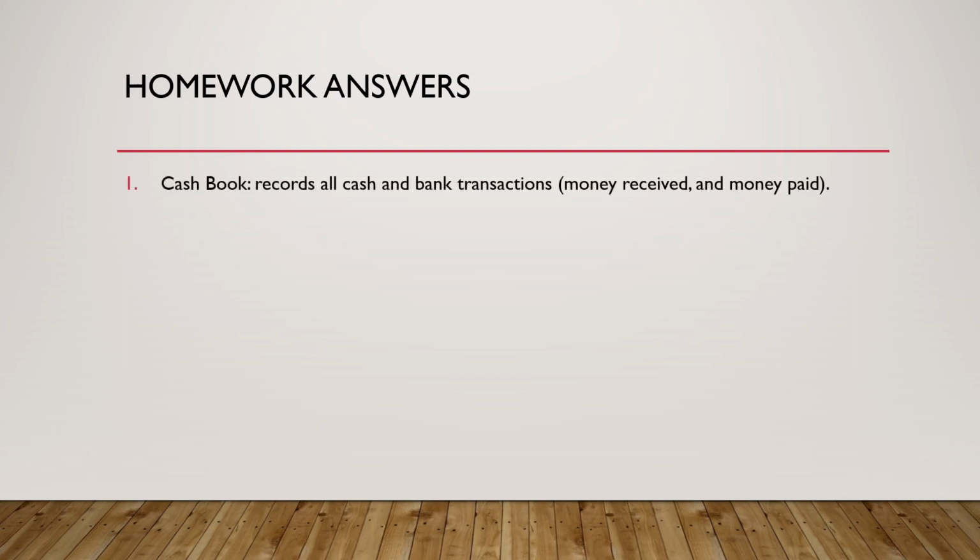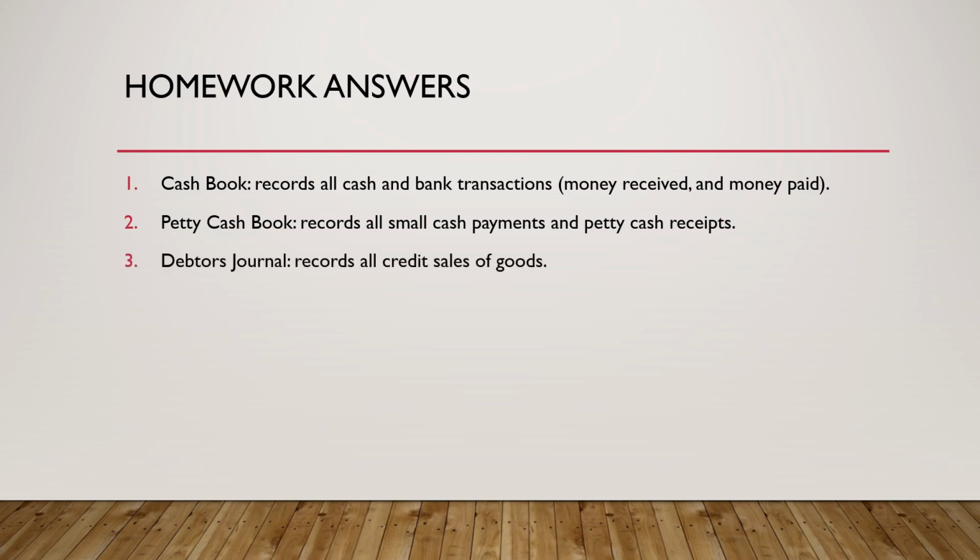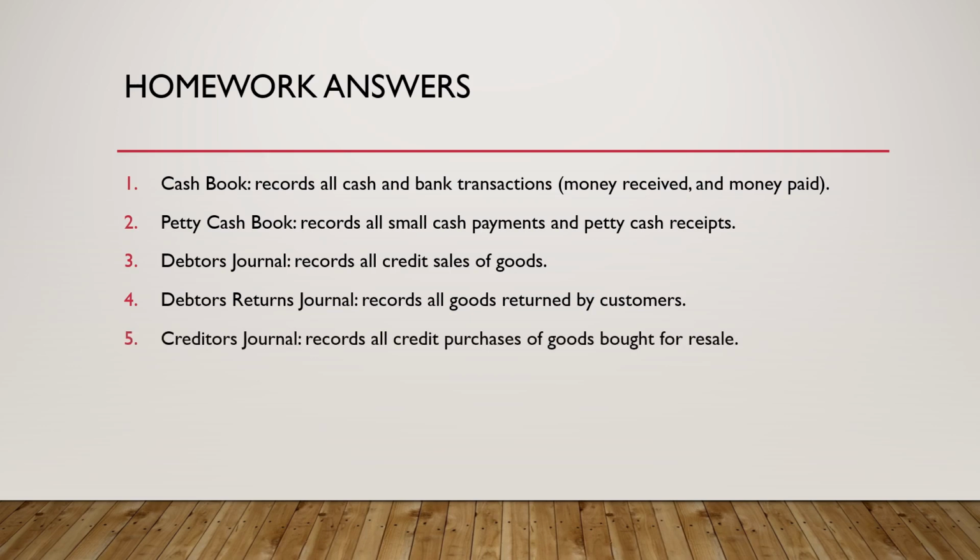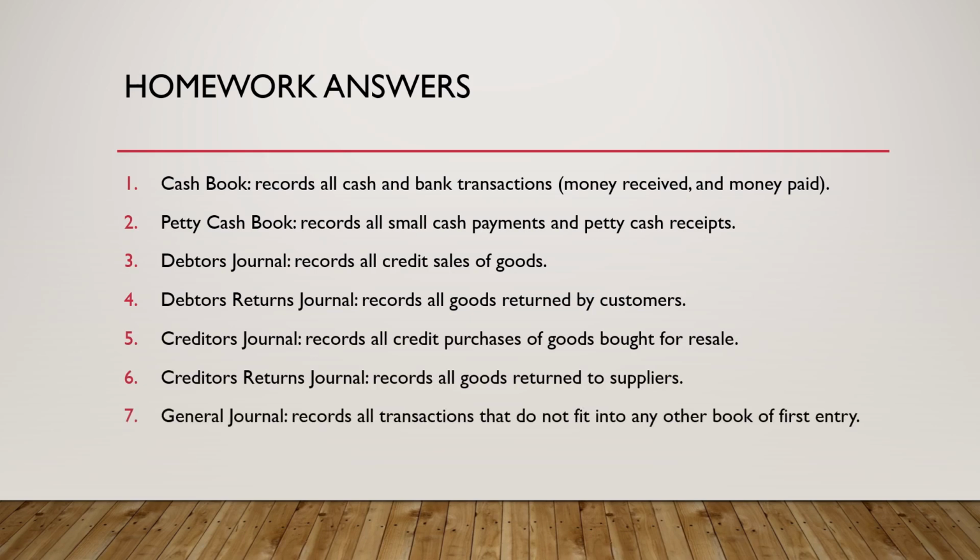Cash book records all cash and bank transactions, that is money received and money paid. Petty cash book records all small cash payments and petty cash receipts. Debtors journal records all credit sales of goods. Debtors returns journal records all goods returned by customers. Creditors journal records all credit purchases of goods bought for resale. Creditors returns journal records all goods returned to suppliers. And lastly, the general journal records all transactions that do not fit into any other book of first entry.